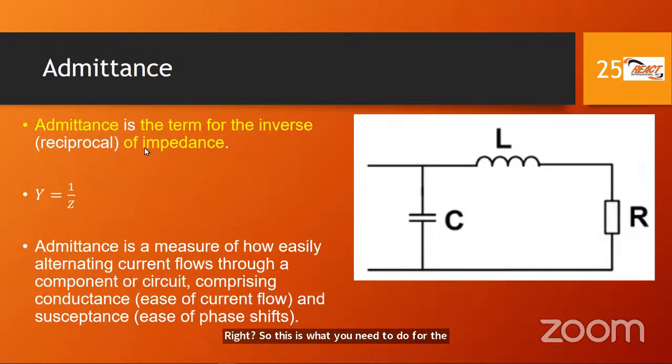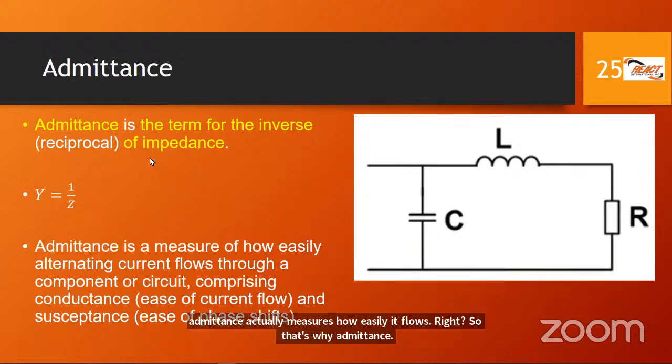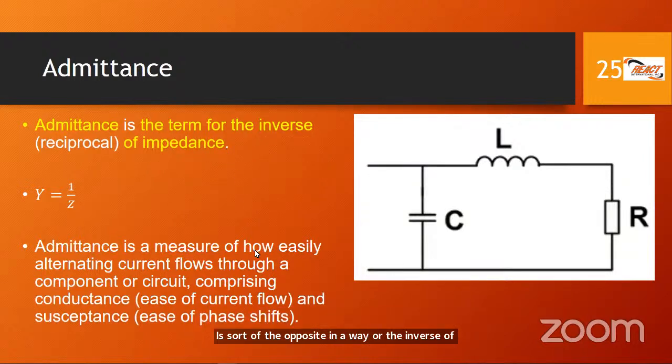Remember, we gave the tip: anytime you see something in yellow, that usually indicates, not always, but usually, that it's an exam question. So we have a little bit more of a verbose explanation here of what admittance is. Just like impedance is pushback against the flow of the electrons, admittance actually measures how easily it flows. That's why admittance is sort of the opposite, or the inverse, of impedance. A bit of extra information here, hopefully to aid our understanding.